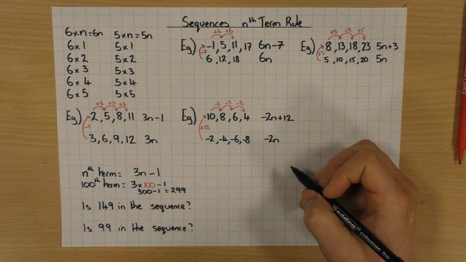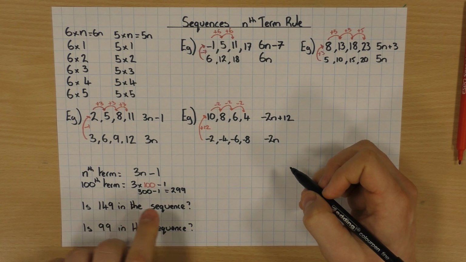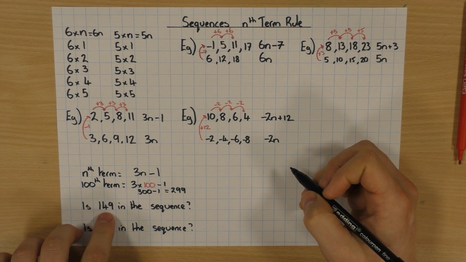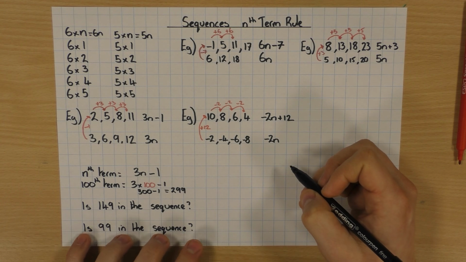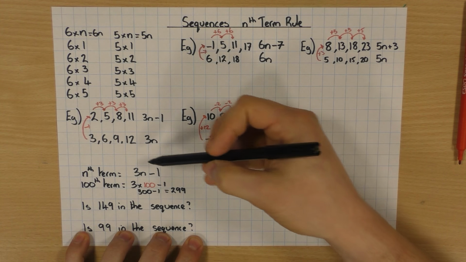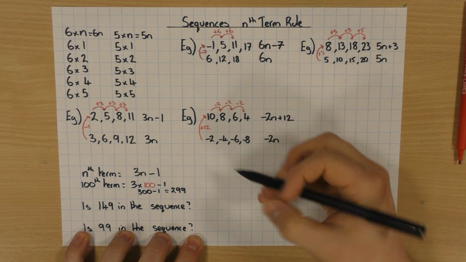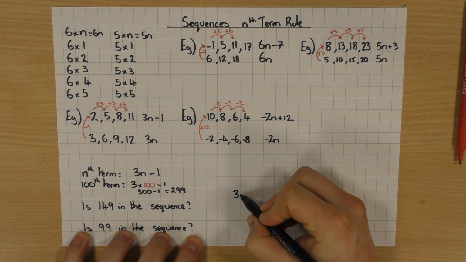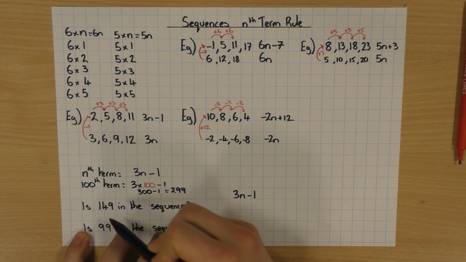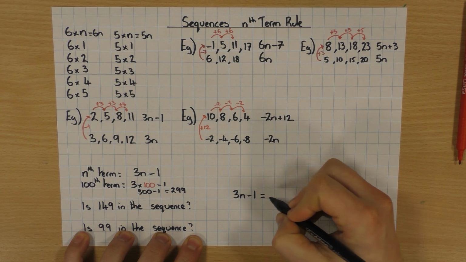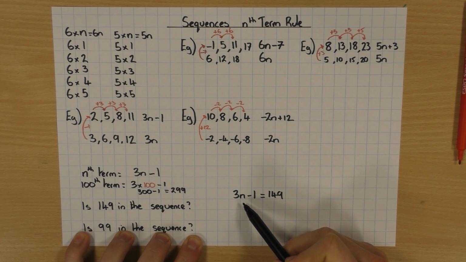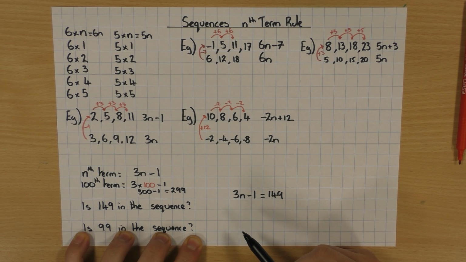Another question that might get asked is a particular number in the sequence? So for example, is 149 in the sequence? Now if you've worked out the nth term rule, which we have, this is quite easy. So all we do is we take the nth term rule, which we said was 3n minus 1, and we say, right, we set that equal to 149. Now, when we solve this, if n is a whole number, then yes, it's definitely in the sequence. And if it isn't, then it's not in the sequence.